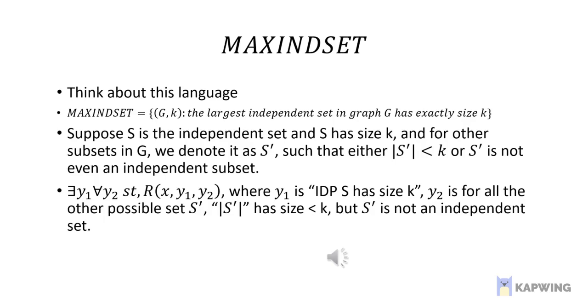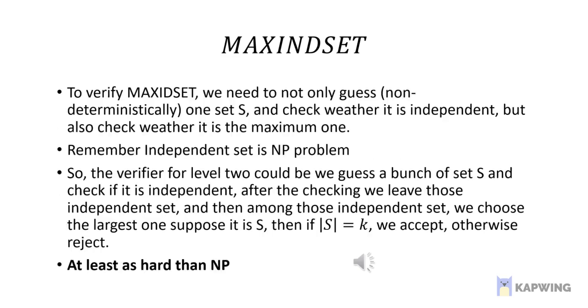So it gives an intuition that we can treat the y1 as the S and the y2 as the S prime. So it is saying that there exists some S which is independent and has size k. Also, it needs to satisfy, for all the other subsets S prime, the size of S prime is either less than k, or S prime is not an independent set.